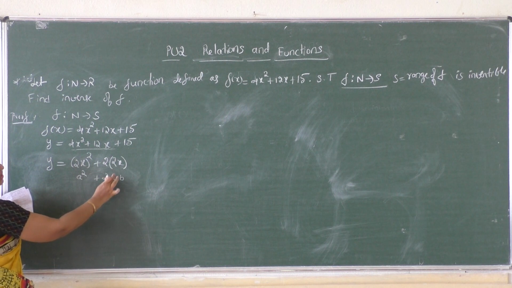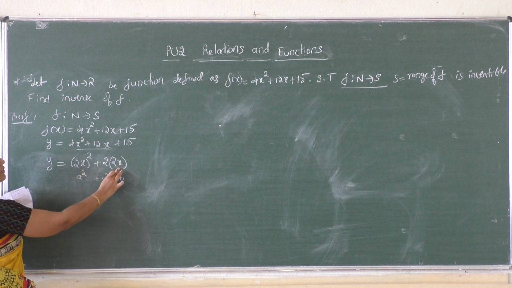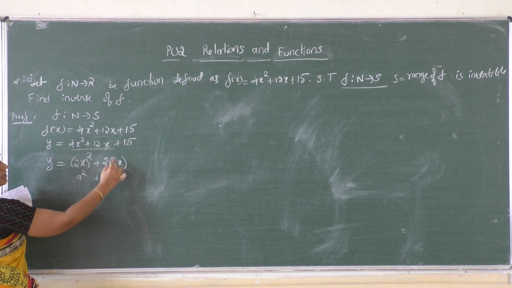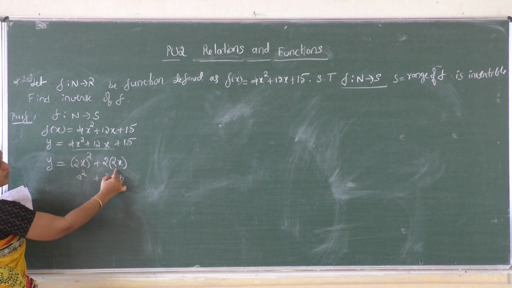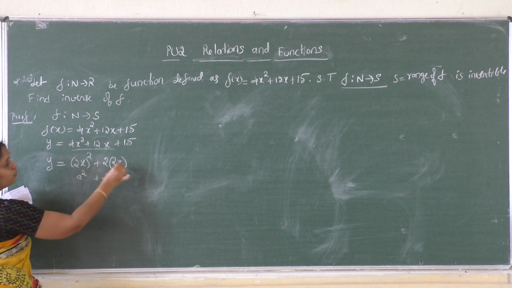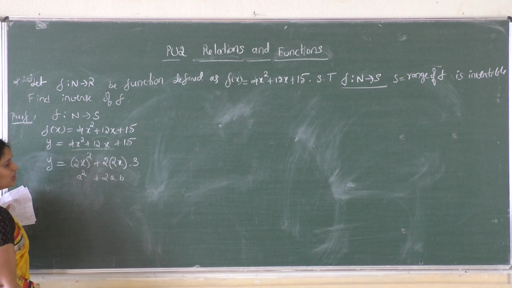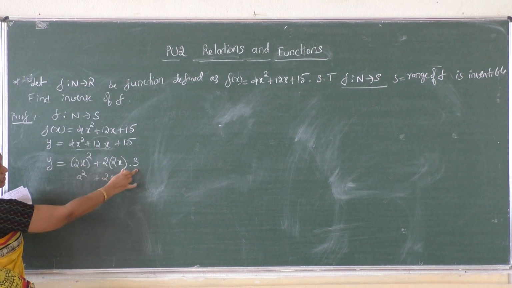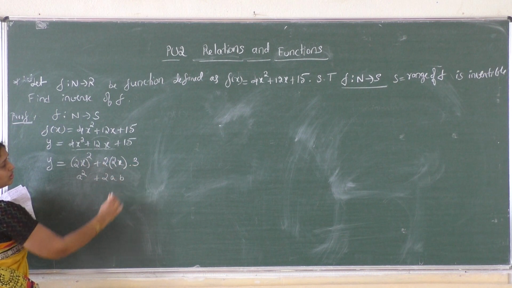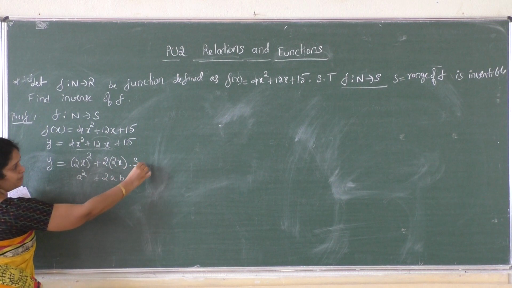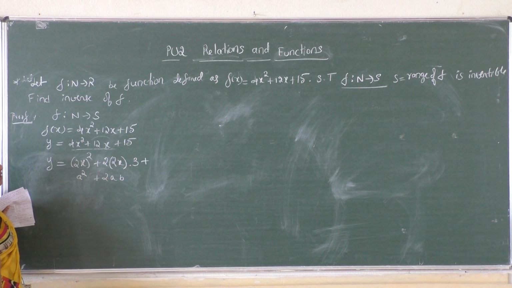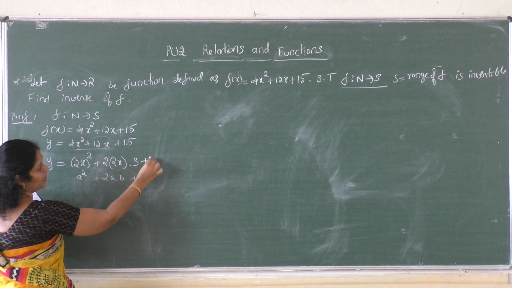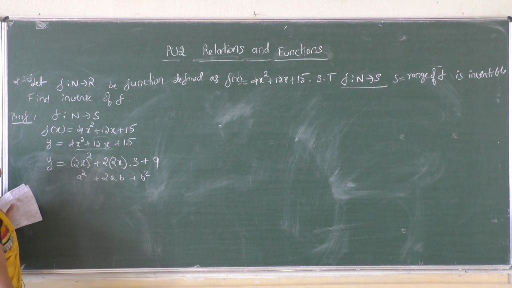Then 2a is 4x. Now I want to write b. Here we have 12x. How to write 12x? Now we have 4x, and 4 into 3 is 12, so you have to multiply by 3. Therefore 12x in the form 2ab is 2 into 2x into 3. So b is 3, plus b square. What is b square? 3 square, which is equal to 9.